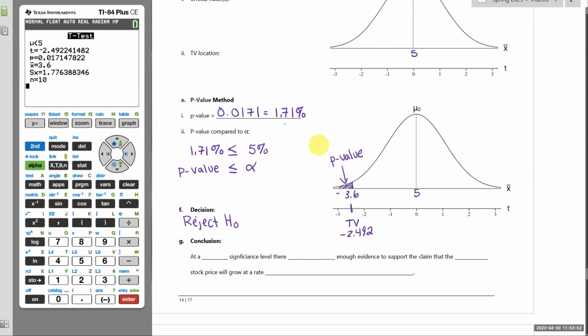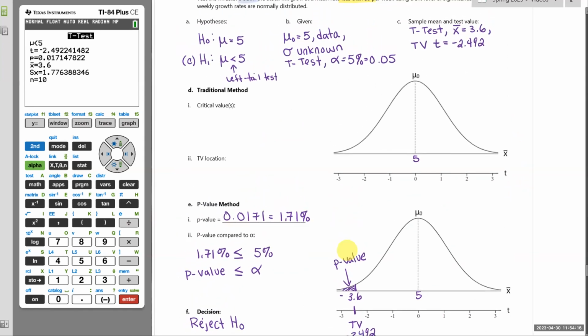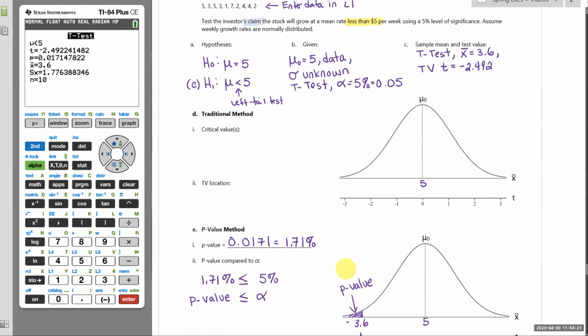So the p-value method is definitely easier, and it's what people use currently in the world. People don't do the traditional method anymore. So just like we started this chapter 8 with, I showed you a research article with a p-value in it, and that's generally what you see when you read research. But we are doing both methods because you are in a statistics class here, and hopefully it also helps you understand this whole process of hypothesis testing.